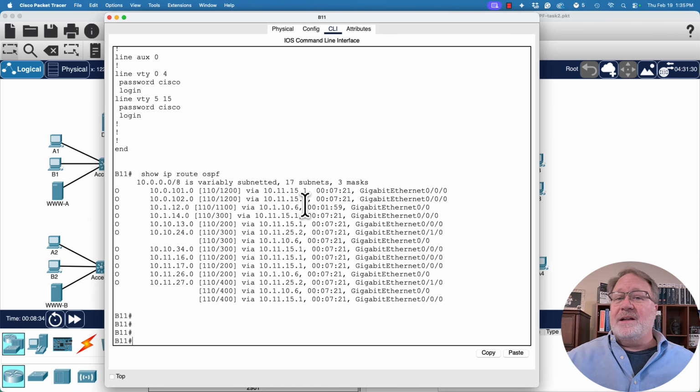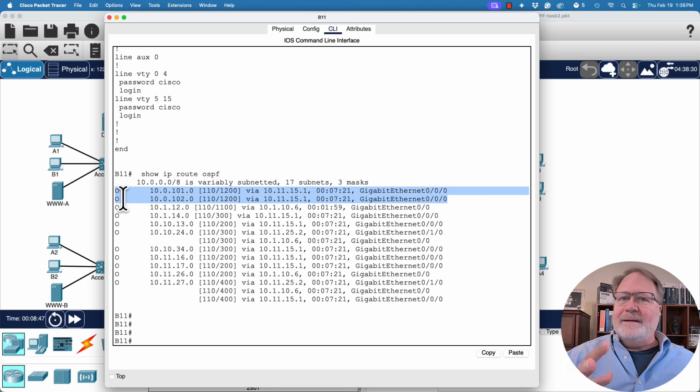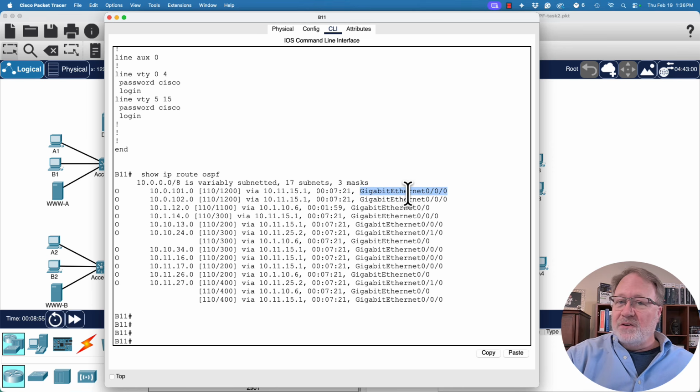Here's our routing table, and let's focus first on the two routes for the subnets on the far left of the diagram, that is the LAN subnets at the core site, 10.0.10.1 and 10.0.10.2. So there's one route, so to speak, one next hop and outgoing interface. And if you look at this number, 10.11.15.1, and this outgoing interface, that's the next hop address of Core 1 and router B11's outgoing interface to reach Core 1. In other words, these routes point to Core 1.